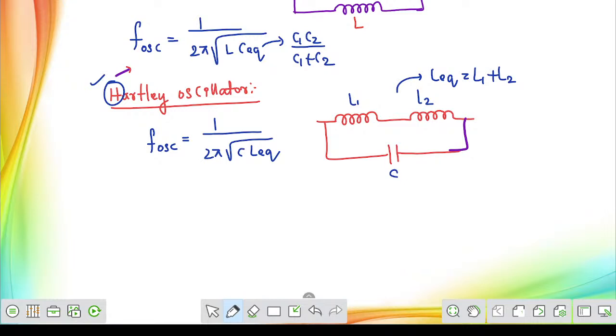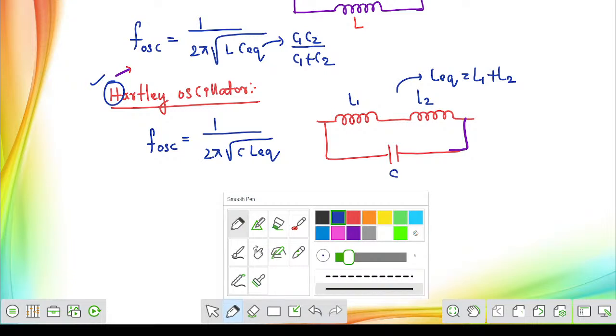The frequency of oscillation is what is asked for the Hartley oscillator. See, you have to remember, sir. Ultimately, you must remember; there is no choice for you. You have to remember this formula. Okay. The next one: sometimes they will also frame the question from the Clapp oscillator.